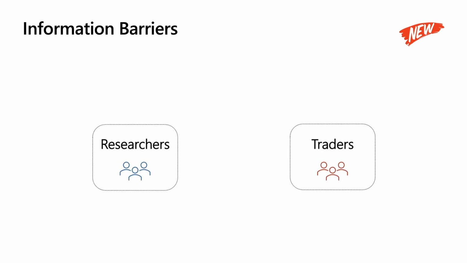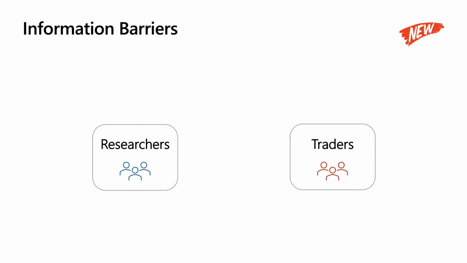Let me now walk you through the next big security and compliance feature we will be supporting on groups, called information barriers. This feature is already available on Teams and SharePoint, and will soon be available on the associated Microsoft 365 groups. To understand what an information barrier means, assume Contoso is a financial company in the US that has two departments called researchers and traders.